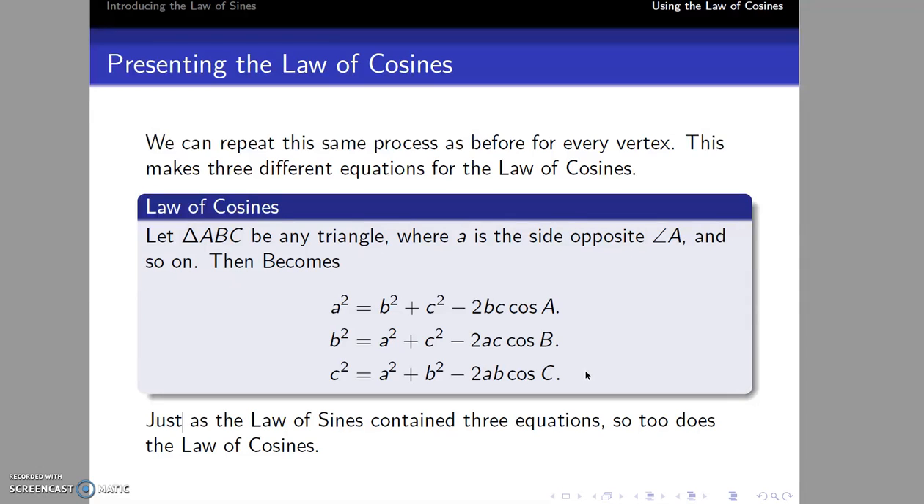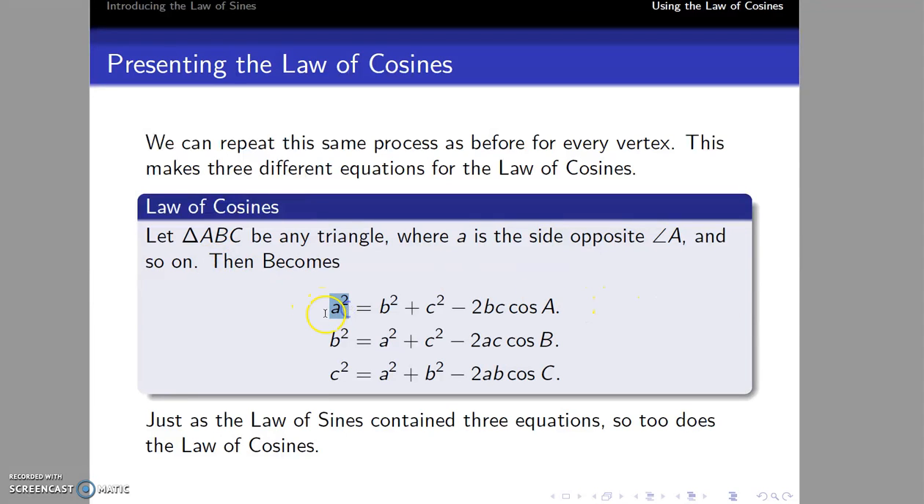So once again, the law of sines being 3 equations, the law of cosines is now also 3 equations. So you pick any side length you want, and you square that thing. That is going to be equal to the square of one other side plus the square of the remaining side, and then minus the 2 product of each remaining side times the cosine of the opposite angle.